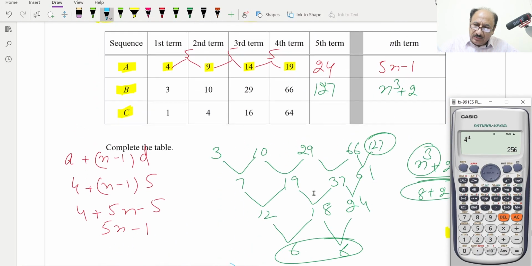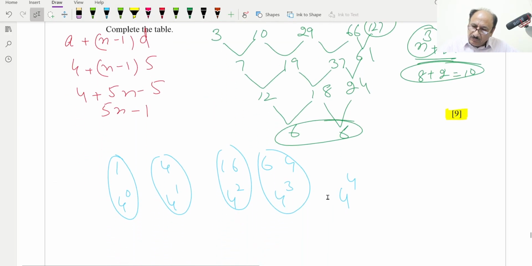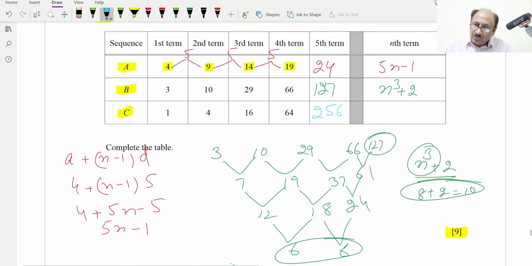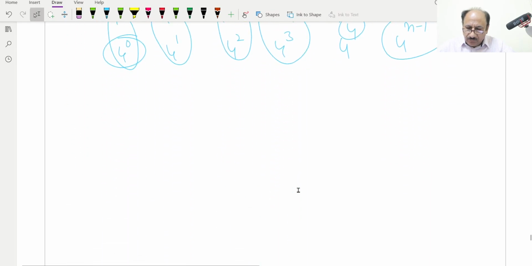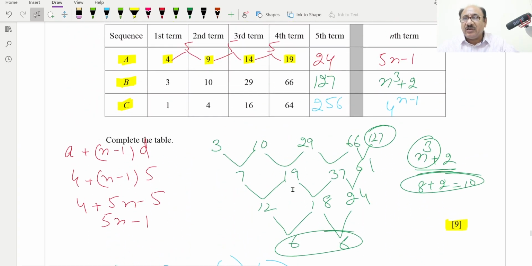So we can write here 256, and the nth term will be what? 4 raised to the power, here we can write n minus 1. So this will be the nth term. So we can write 4 raised to n minus 1. This was a little tricky but not very difficult. This is a 9-mark question. We are done with the paper. Hopefully you understood each and everything.